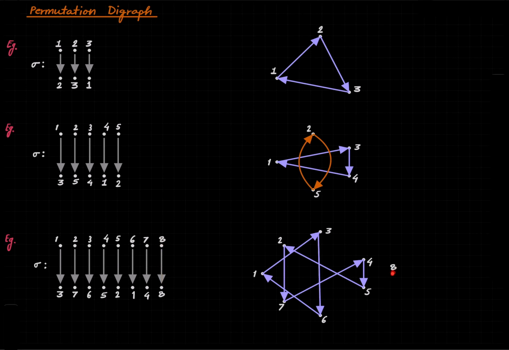Now 8 goes to 8, we can denote it like this, but it's better to just leave it alone, and we know what that means. When some dot is left alone, we know by convention that it is fixed. It doesn't move. So instead of drawing this pesky arrow, we just leave it alone. Okay, and here also I would like to use a different color.